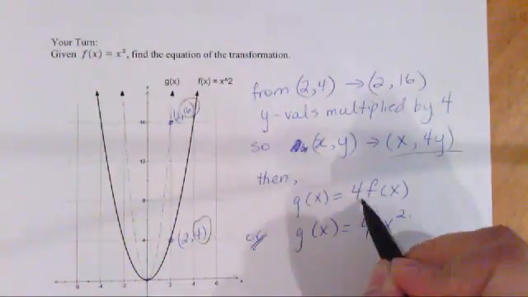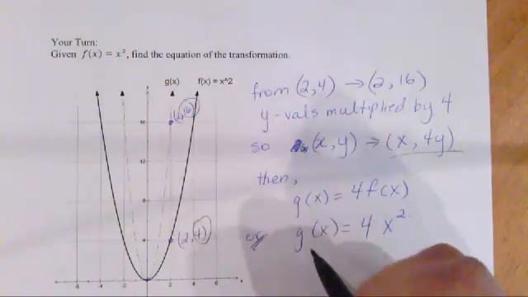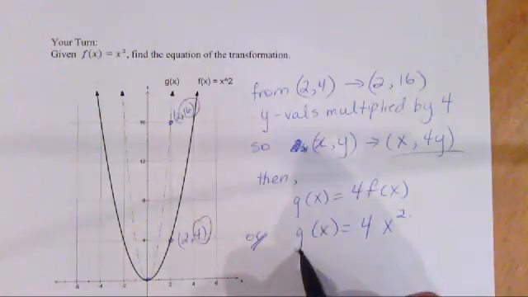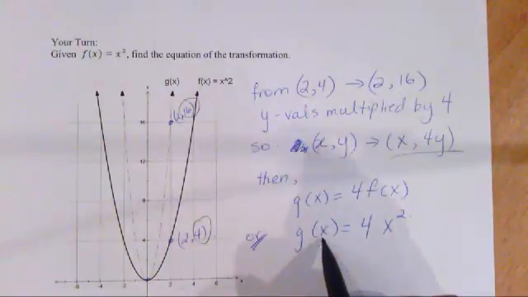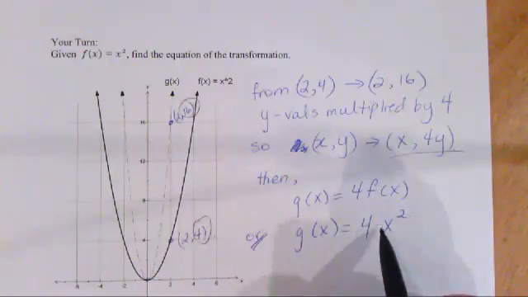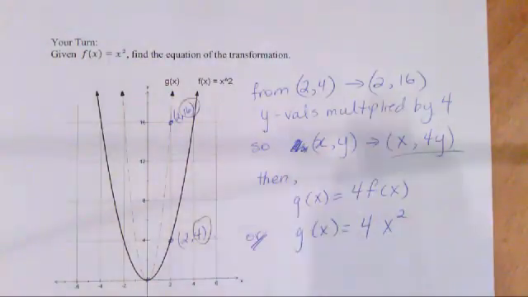This would be in terms of f(x), so 4 times f(x) is equal to g(x). And then if we wanted the actual equation of the graph, we would have g(x) is equal to 4 times x squared.